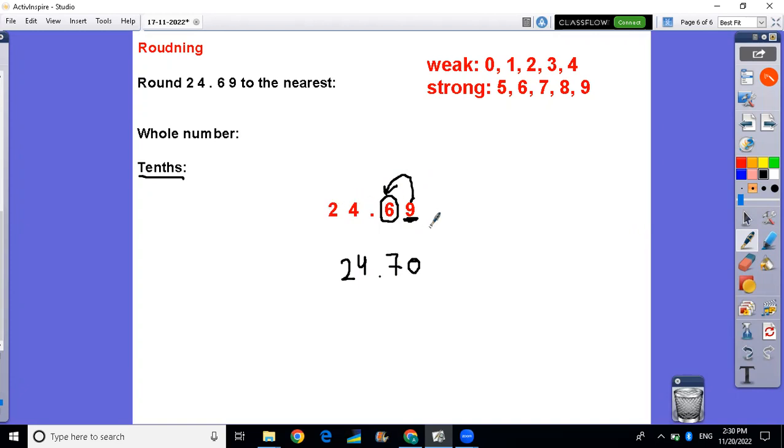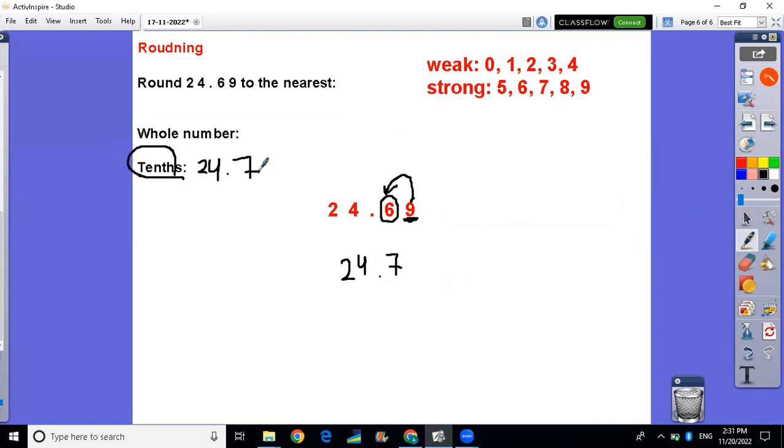There is a very important thing that you cannot forget here. They want you to round to the nearest tenth, so the last digit must be the tenth. So you cannot have anything in the hundredth here. So the answer is only 24.7. That's it. 24.7.